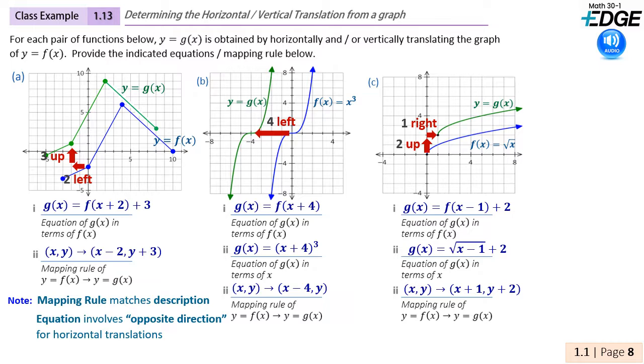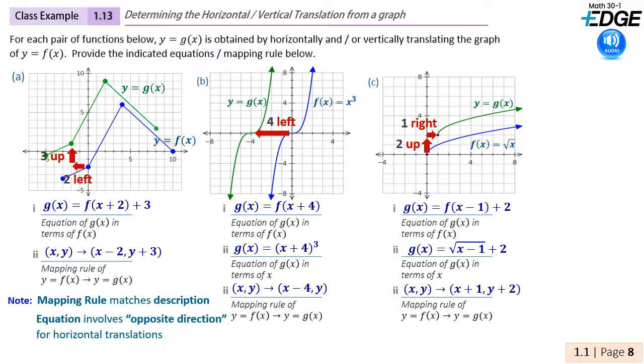In our third example, we have a square root function, which has been moved 2 units up and 1 unit to the right. So when we write the equation of g of x in terms of f of x, we will show 1 to the right as x minus 1 inside the bracket, and 2 up as the plus 2. So we'll write f of x minus 1 plus 2.